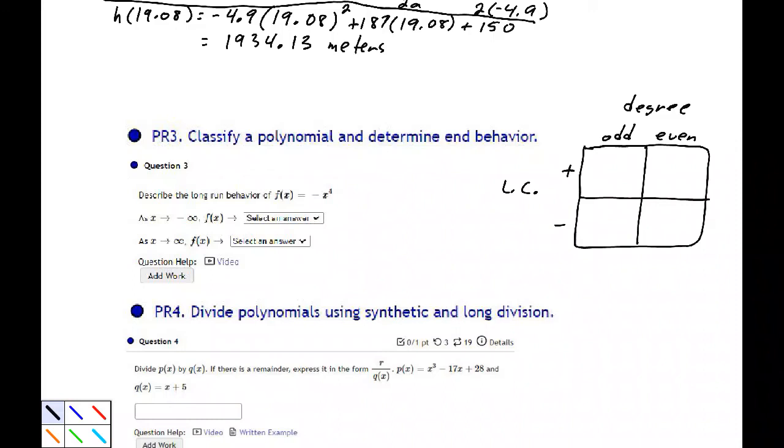So I'm going to draw arrows to represent these. So an odd positive will fall to the left and rise to the right.